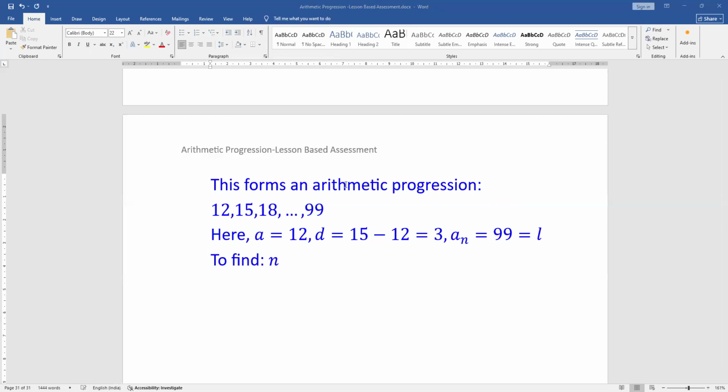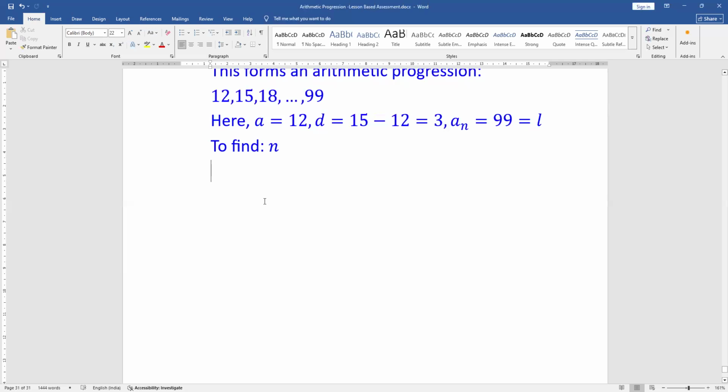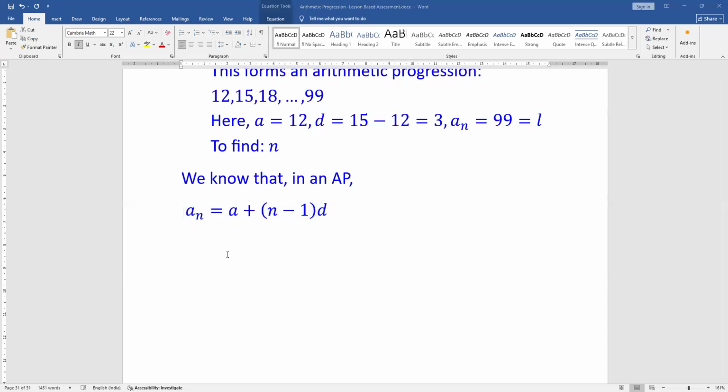So now, we know that in an AP, AN equals A plus N minus 1 into D. Take that formula. Then in my next step, I'm going to do the substitution. Then I just substitute. So AN is nothing but 99. Write down 99. Then A is nothing but 12. And then N minus 1, N we need to find out. And then what of the D value? D value is 3.